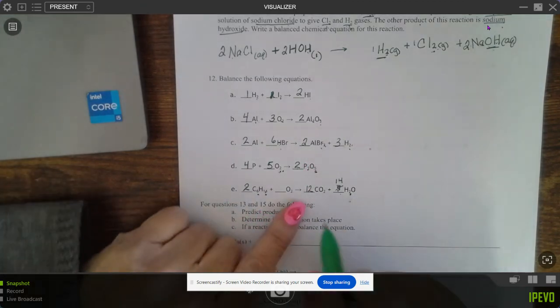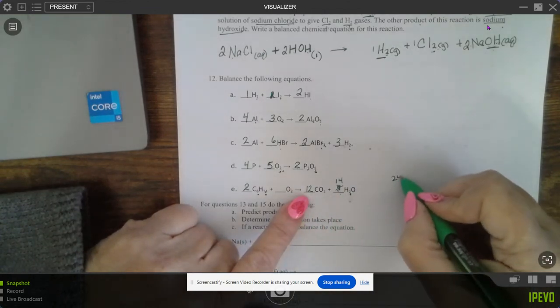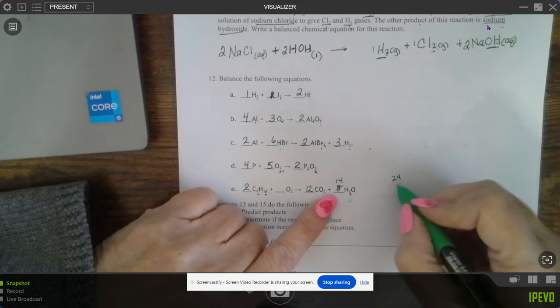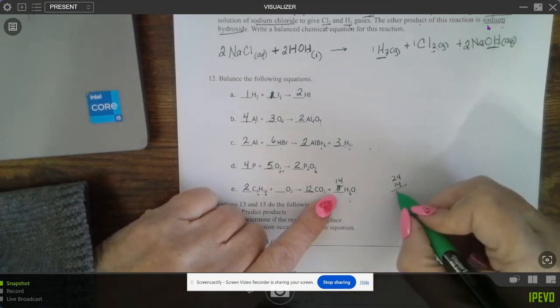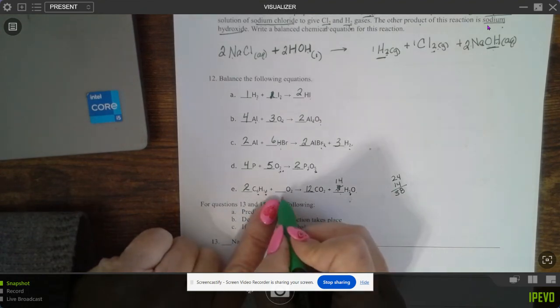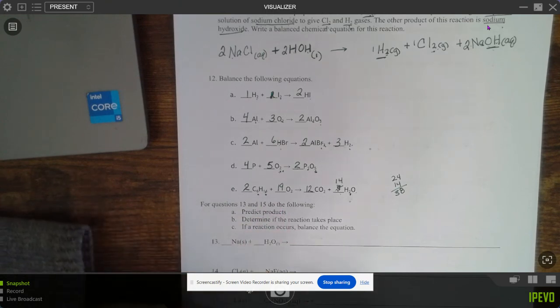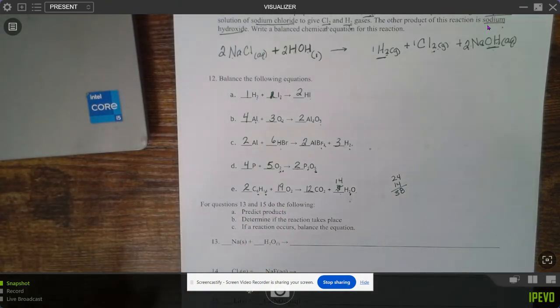Okay, now let's count up my oxygen. I have 12 times 2, so that's 24. And then I have 14. So I have a total of 38 oxygen. Half of that is 19. So 2, 19, 12, 14 are our coefficients for that reaction.